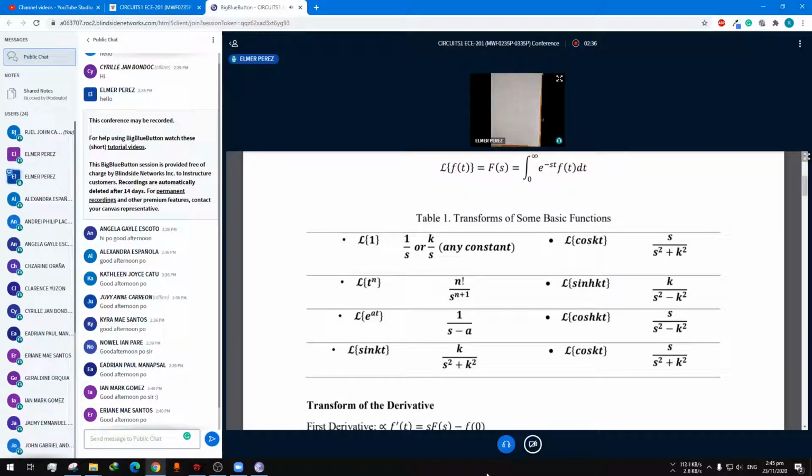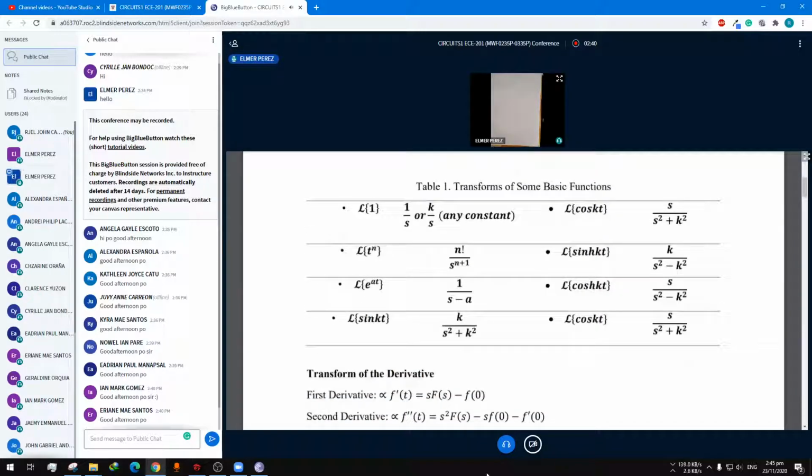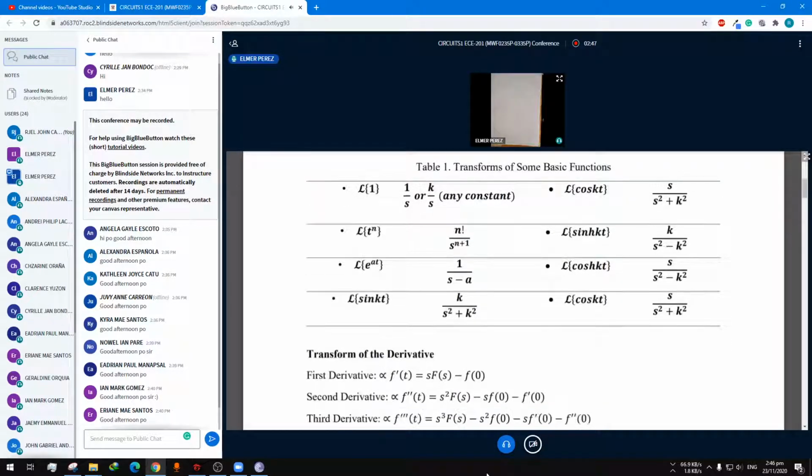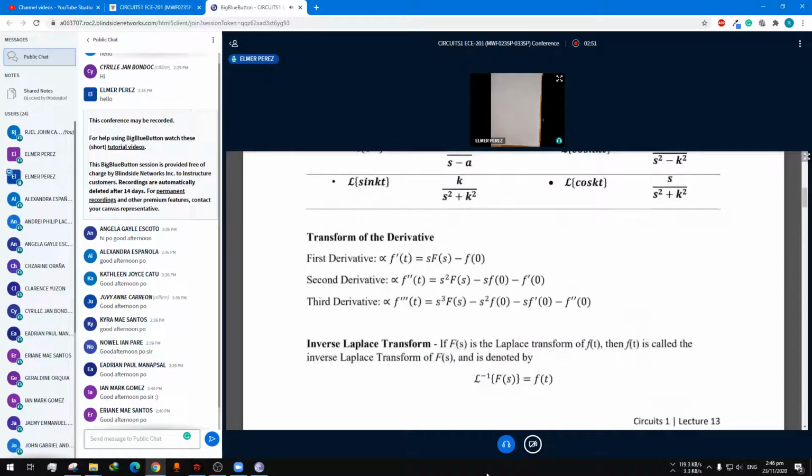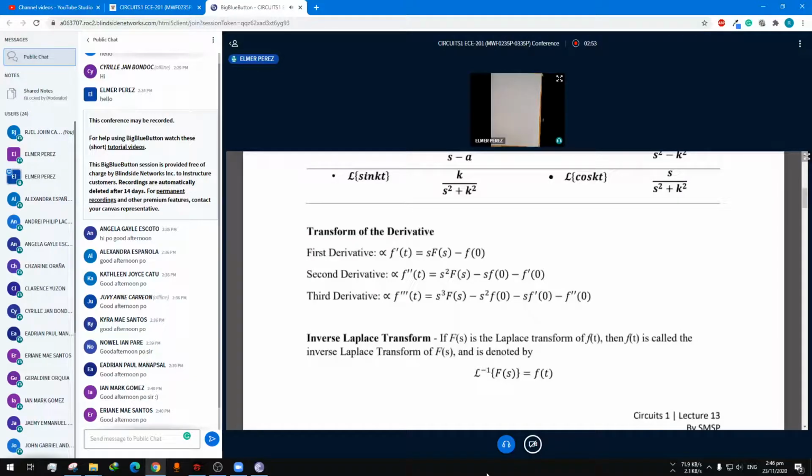Ayan. Tatanong, may question ba kayo? We won't be deriving them because this is just a part of the review. Okay. Ngayon, paano naman yung transforms of derivatives?